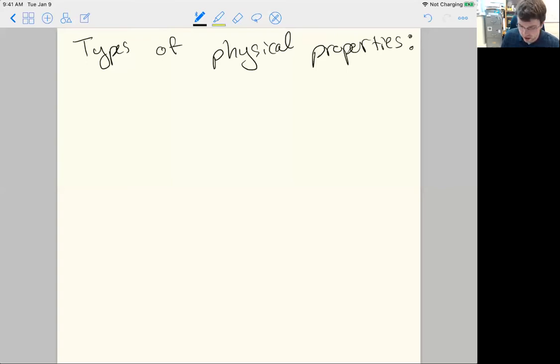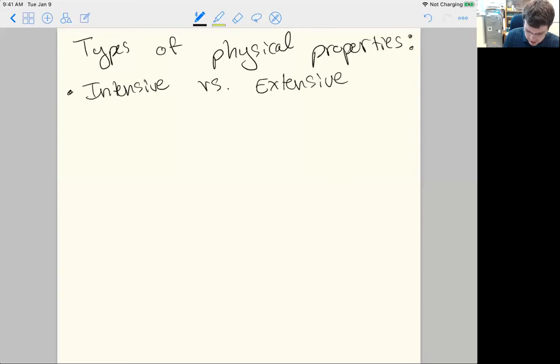And so there are two major ways of categorizing or classifying physical properties. We could have intensive physical properties and extensive physical properties. Intensive and extensive physical properties. Okay, so let's define each of these and then we'll think about some examples of each.